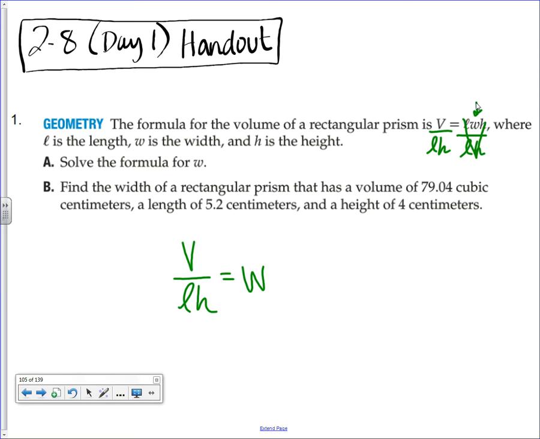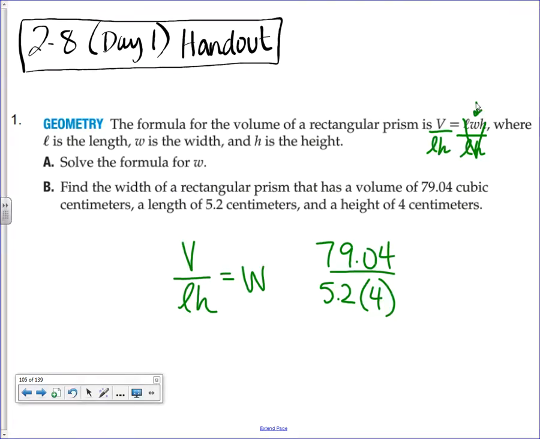Now it says find the width of a rectangular prism that has a volume of 79.04, a length of 5.2, and a height of 4. So now we're going to plug all of these things in, and then it's going to tell us what the width is. So there's my volume they told me. They told me the length was 5.2. They told me the height was 4. Okay, so there is what my new equation will look like when I plug it in.